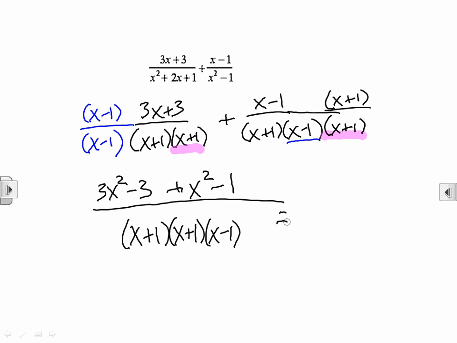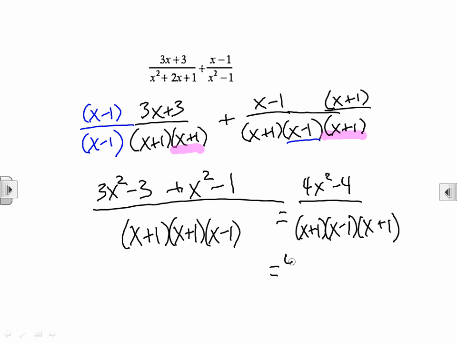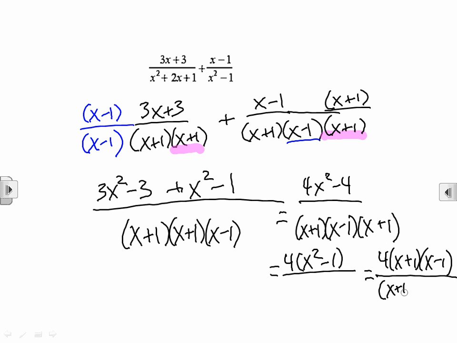Okay, let's reduce that baby. 4x squared minus 4 over (x plus 1) times (x minus 1) times (x plus 1). And how could the top factor? 4 times (x squared minus 1). I'm not going to write that whole denominator, which is 4 times (x plus 1) times (x minus 1). Now I'll write the denominator. (x plus 1), (x minus 1), (x plus 1). Do you see how much longer this is?